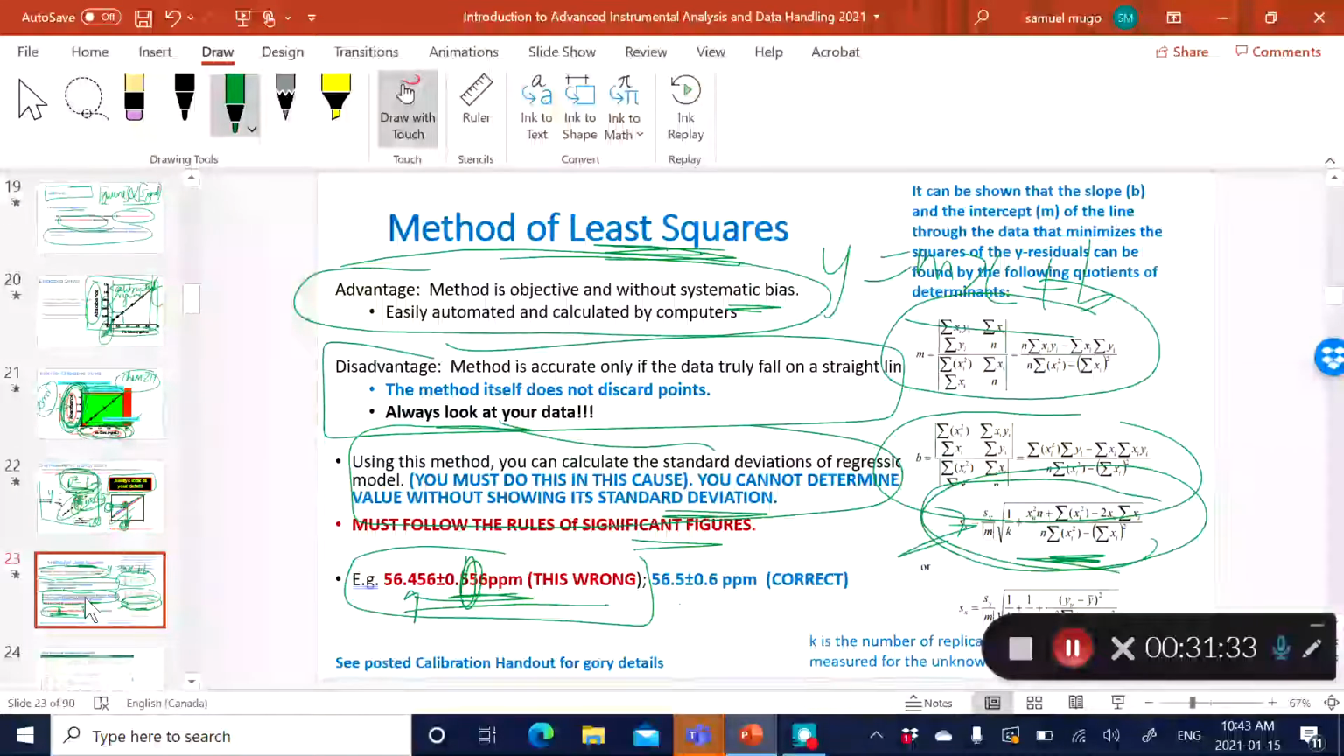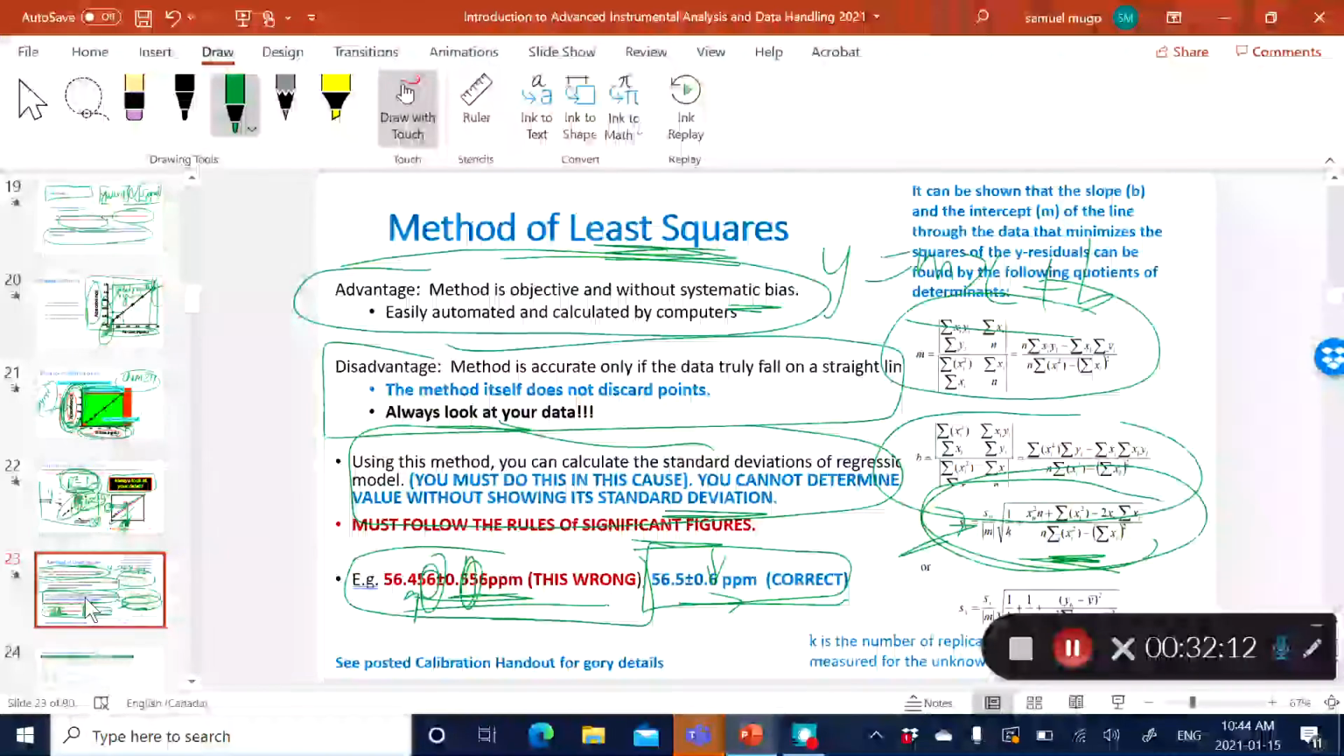And so the correct way to represent these data would be 56.5 plus minus 0.6, because that is the first number where you are uncertain. Remember, standard deviation gives you uncertainty. And so that's a number that is uncertain, meaning all these numbers beyond it don't mean anything, because you're very unsure of what those numbers really mean. And so that's the correct way of representing your data, using the correct significant figure. And I hope I'm fairly clear on that.